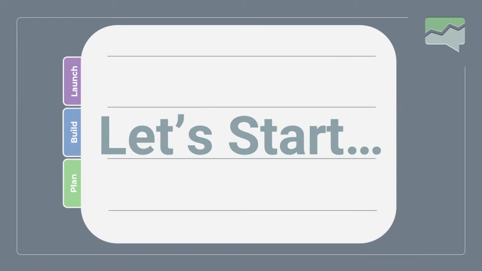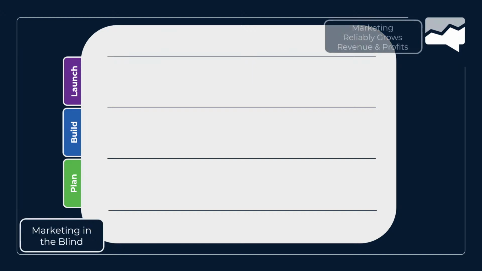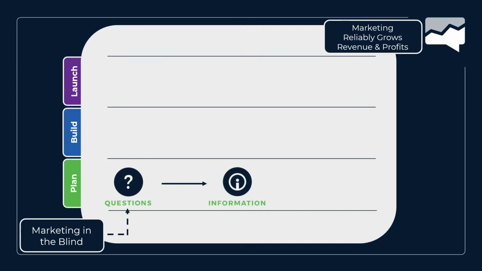We're going to go ahead and dive right in as we always do with the framework. Remember, we plan, we build, we launch. We're all marketing in the blind, trying to get to a point where we reliably grow revenue and profits. How do we do this? First, we plan properly by asking questions, gathering the information needed to get those answers, and of course, knowing what actions we're going to take before we even look at the numbers. You always do that first.